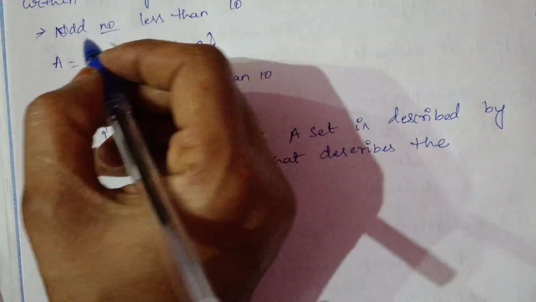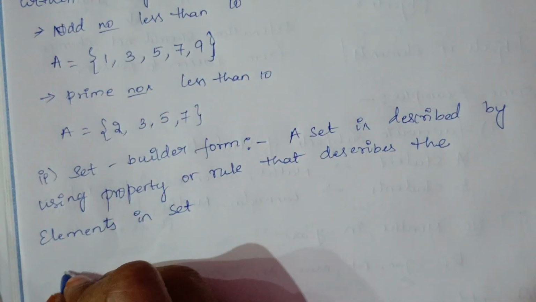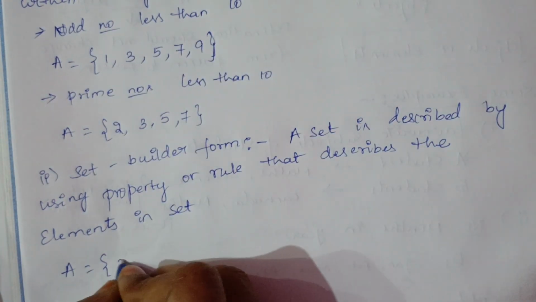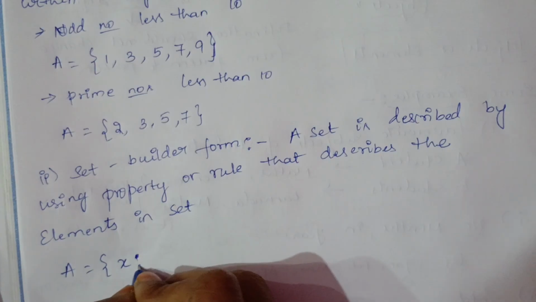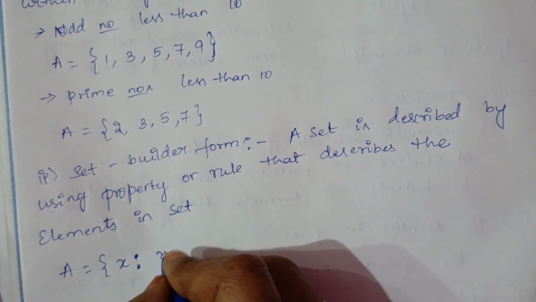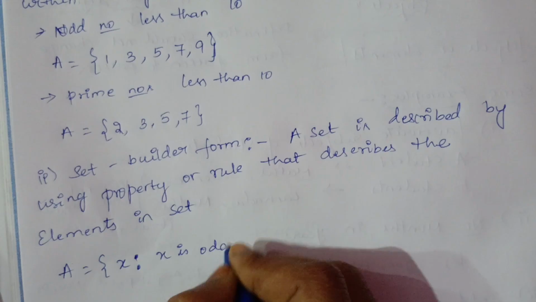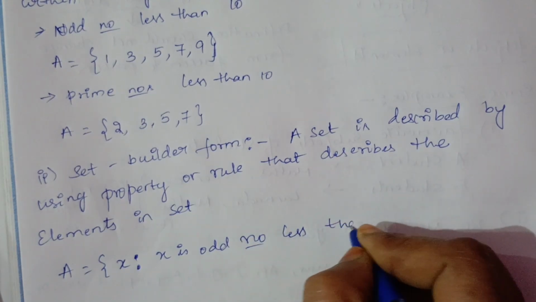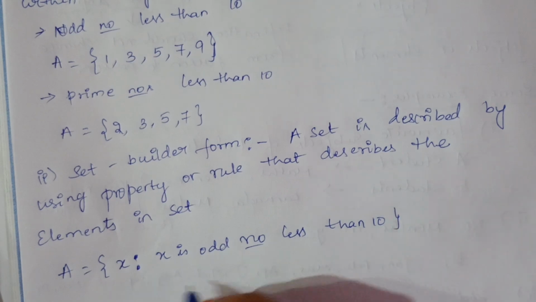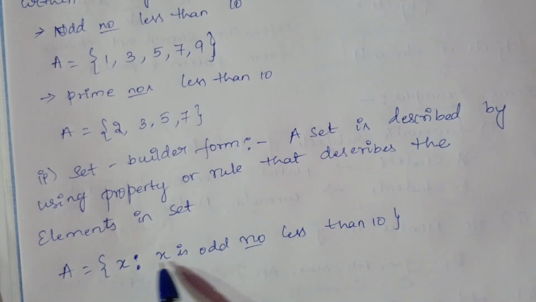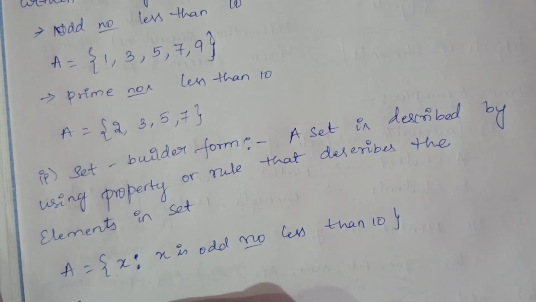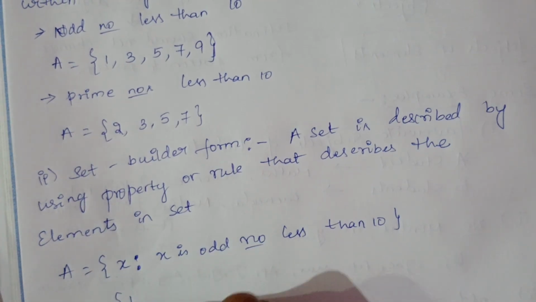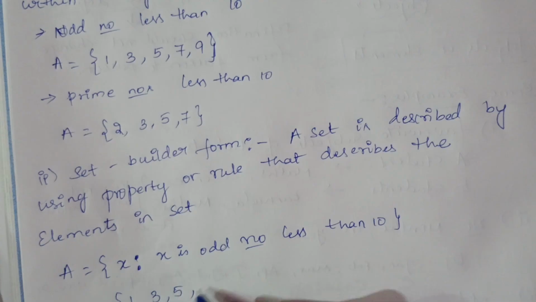Here we'll take an example. How will we write it? A equals {x such that x is an odd number less than 10}. X is an odd number less than 10. So we can write it as A equals {1, 3, 5, 7, 9}.